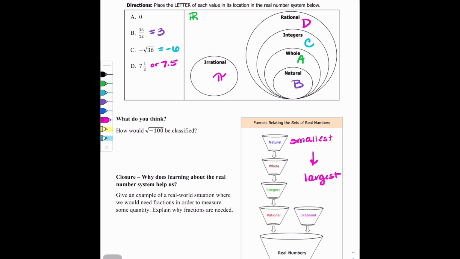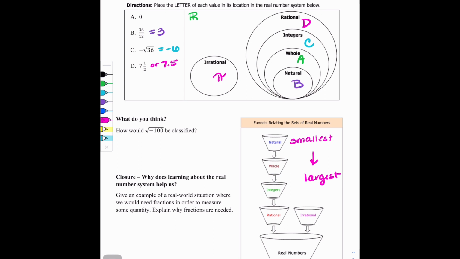And here you have actual funnels. So you can see the natural numbers or counting numbers funnel into the whole numbers, remember, just by adding 0. Whole numbers go into integers by adding the opposites. Integers go into rational by adding in fractions and decimals that end. You can see your irrationals totally separated because those are the decimals that never repeat and don't end. And then the biggest bucket of all is the real number system.